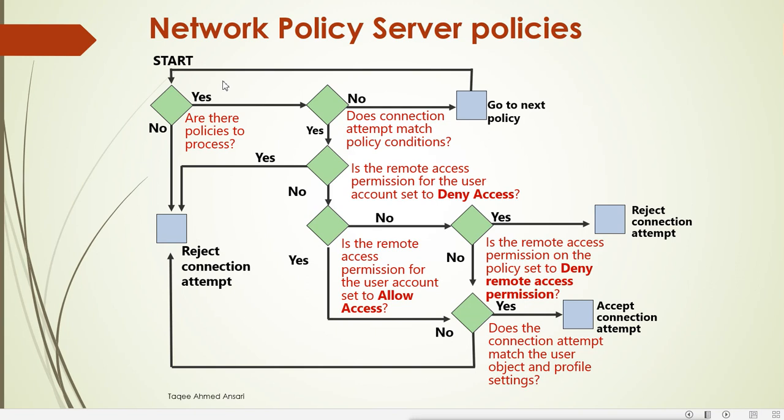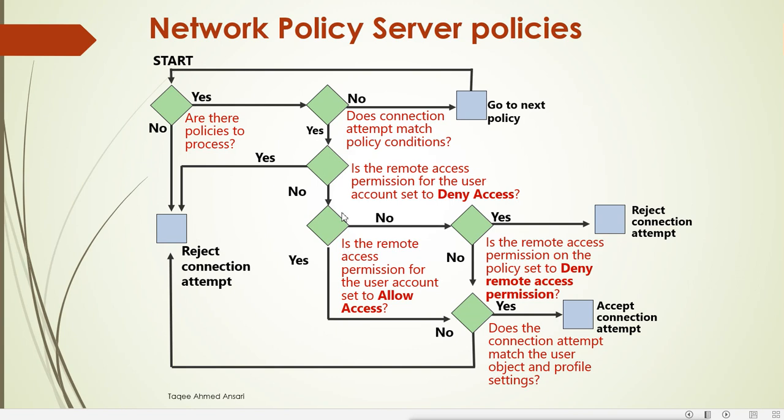It will check the policies one by one. So it will check the first policy, and if it is not matching, then it will go to the next policy. Now if it is matched with the policy, then it will do what? It will say, is the remote access permission for the user account set to deny or not to deny? Now if it is deny, yes, then it will reject the connection, and if it is no, then it will go on to select this.